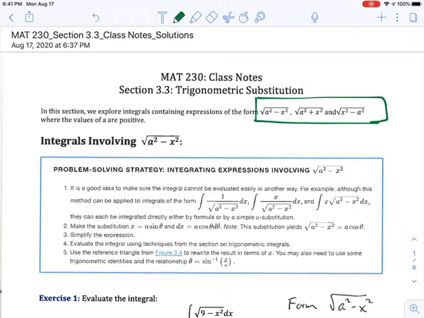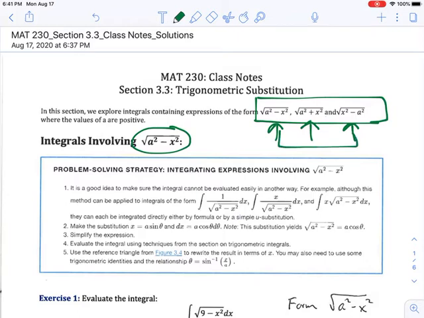The first form is a square root of some constant squared minus x squared, and that's what we're going to be looking at first. The second form is the square root of a constant squared plus x squared. And then the third form, which looks like the first one, but the order is reversed, is x squared minus the constant squared, right? These two are not the same.